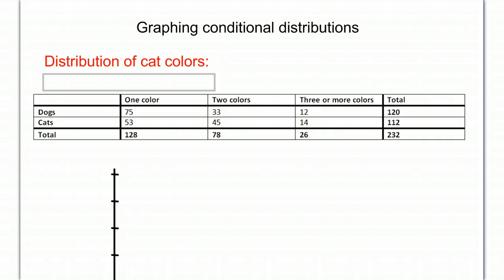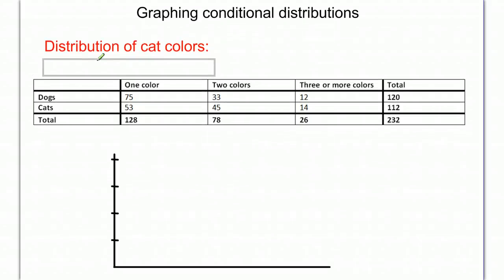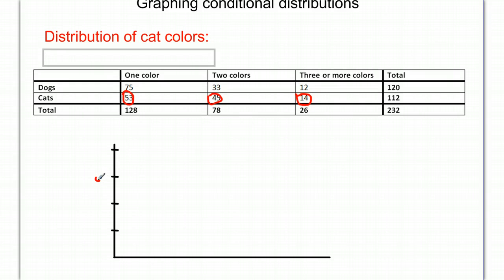Last thing is graphing a conditional distribution. If you have a distribution like we have here, and you want to know the distribution of cat colors, let's go ahead and use our red pen for cat colors. We have 53 one-color, 45 two-color, 14 3 or more color cats. And if we were to throw this on a graph here, we would label our axes. And over here we would have number of animals. The reason I'm going to use animals is because dogs will eventually end up on here too. So number of animals. Otherwise we could just do number of cats.